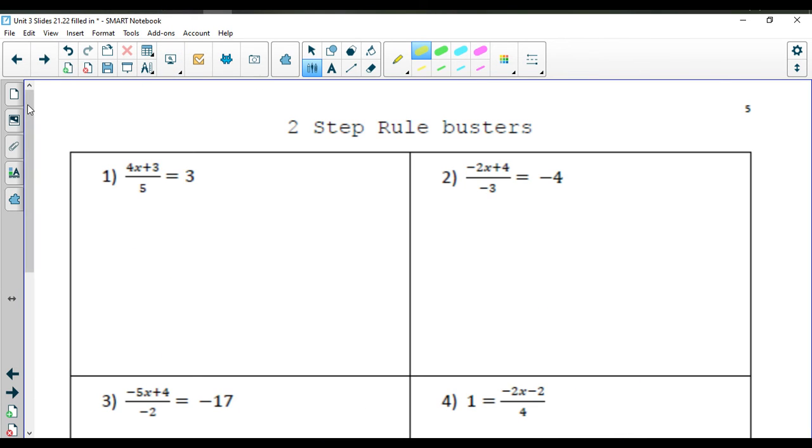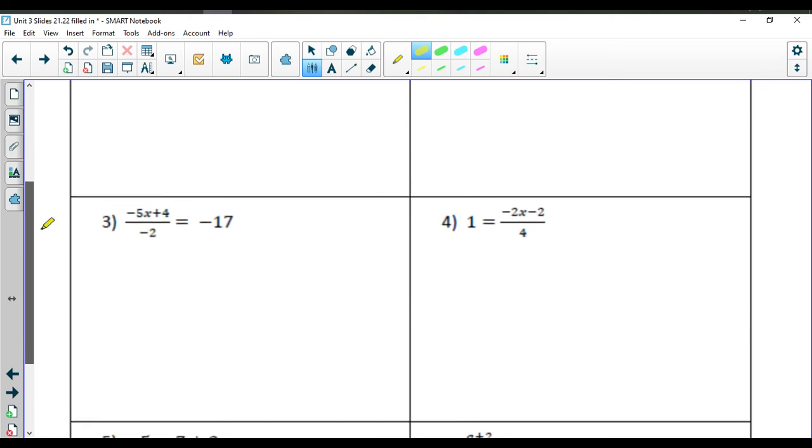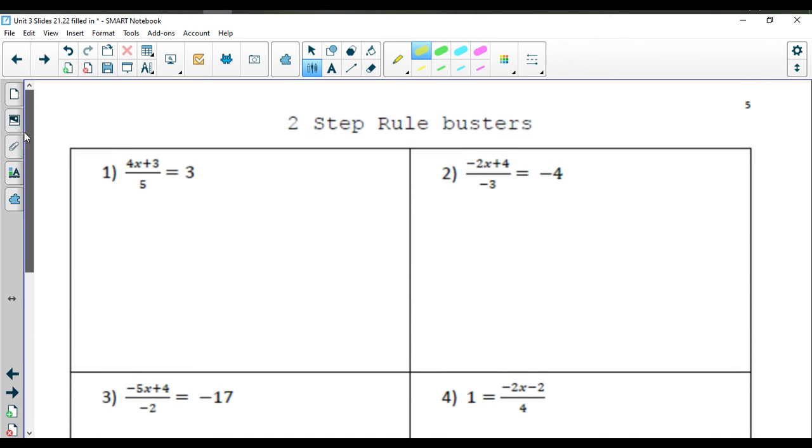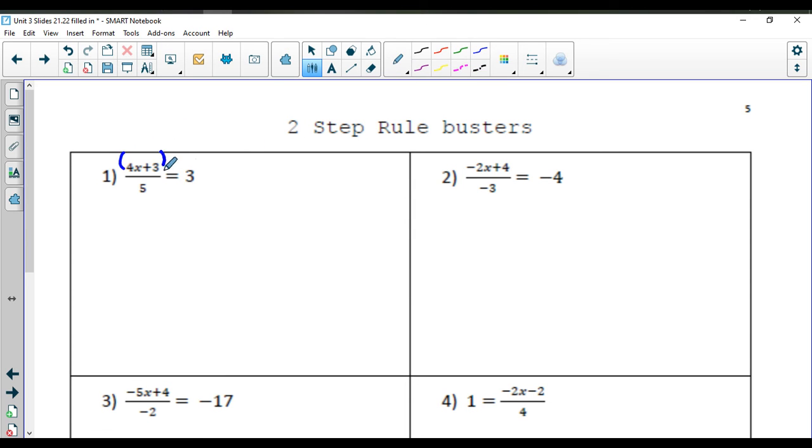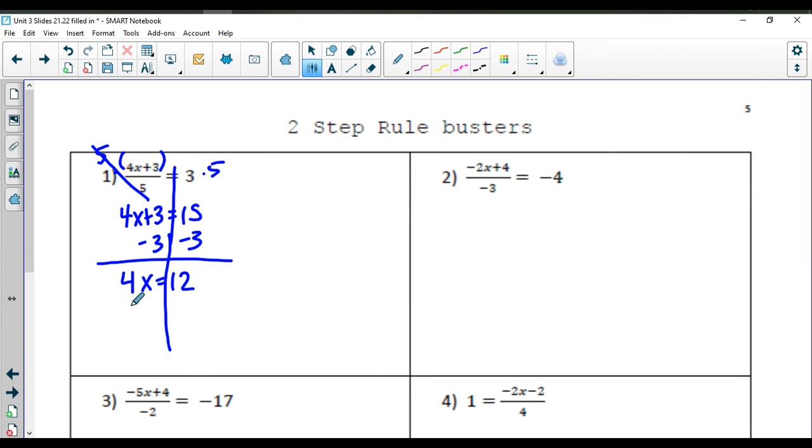All right, you had page 5 as well, which was just rule busters here. So 6 problems. So we're going to go ahead in number 1. I'm going to multiply by 5. So I'm going to get 4x plus 3 equals 15. Remember, those 5s cancel out. Minus 3. So I'm going to end up with 4x equals 12. Divide by 4. X equals 3.